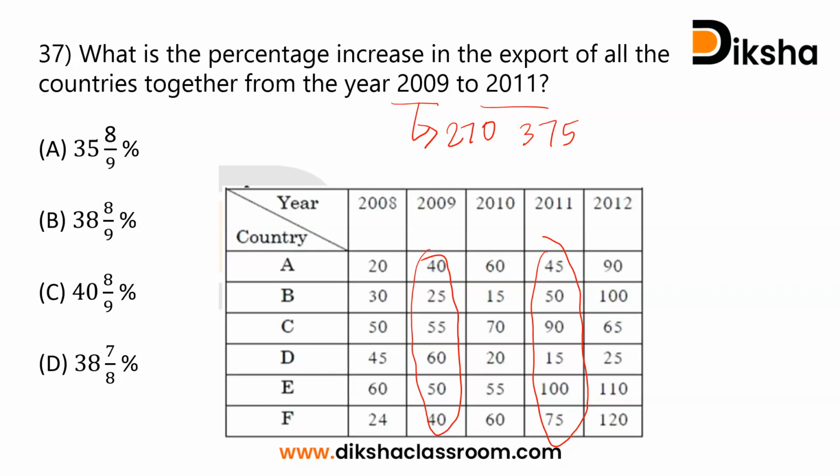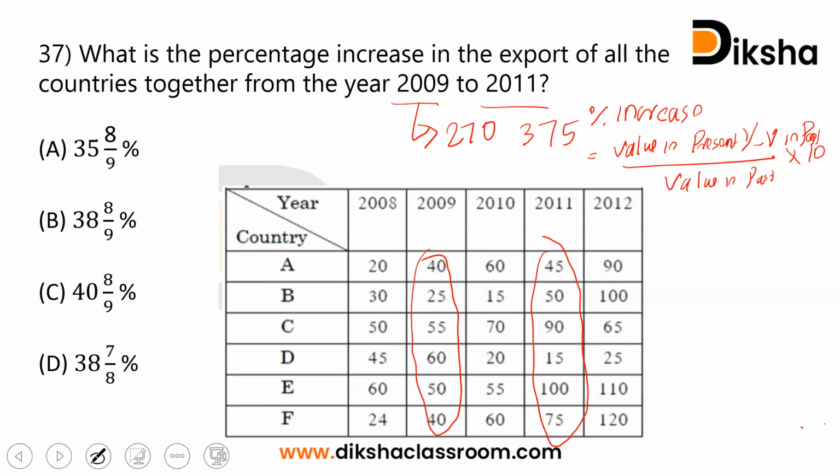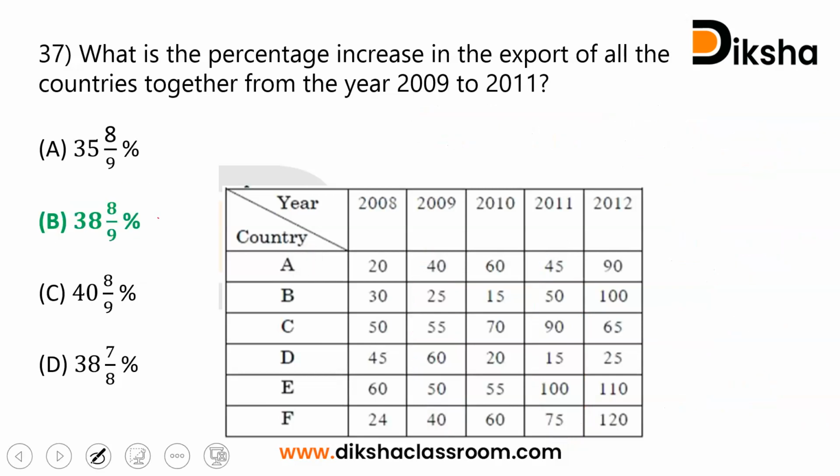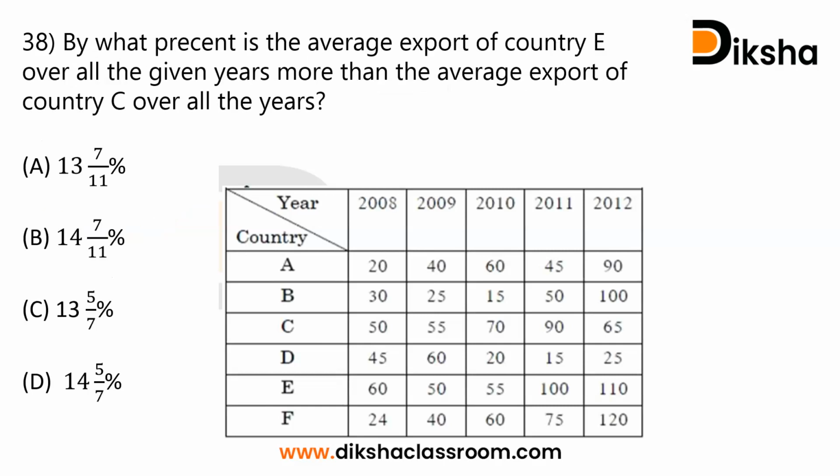We have to find the percentage increase. I hope you know the equation to find the percentage increase: value in present year minus value in past year, by value in past year, into 100. So here value in present year is 375, value in past year is 270, so 375 minus 270 by 270 into 100. You get it as 105 by 270 into 100. When we solve the equation, you get it as 38.89 percentage. Answer B is the correct answer. Again, an easy one. Find the total of 2009, find the total of 2011, then we just find the percentage increase. So next we have the next question.